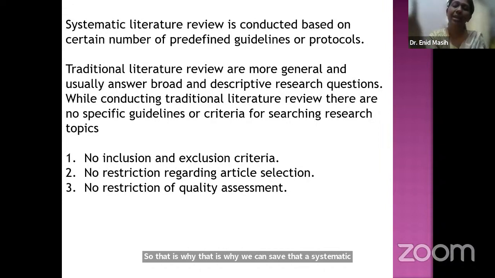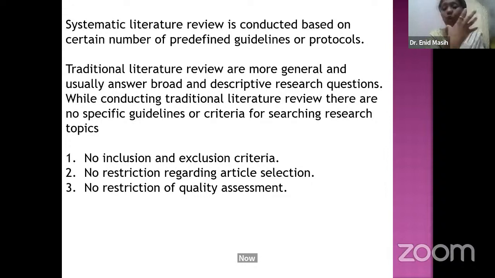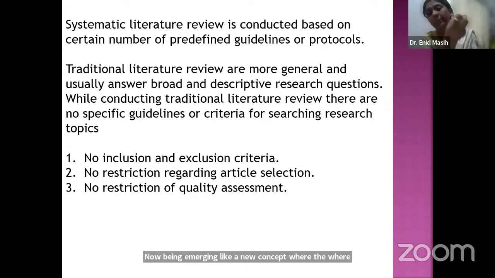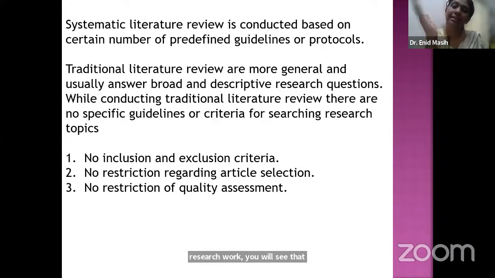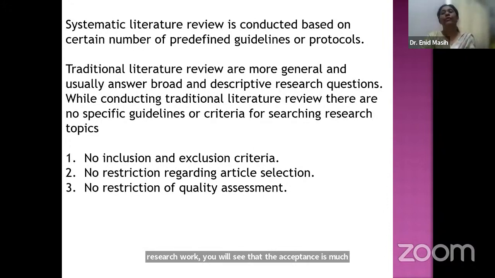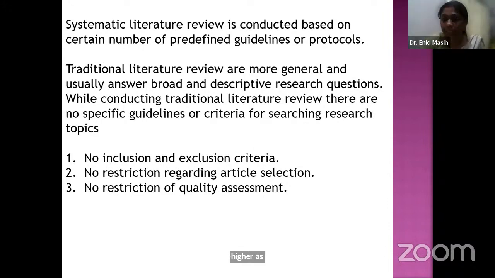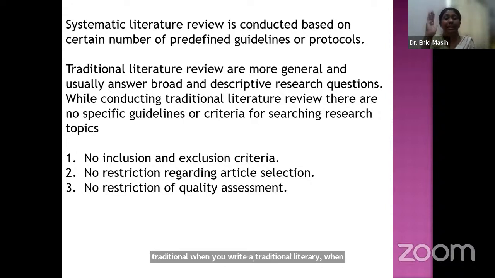That is why we can say that a systematic literature review is now becoming more acceptable, an emerging new concept. If you write papers through a systematic literature review, or follow this idea while doing your research work, you will see that the acceptance is much higher as compared to when you write a paper based on a traditional literature review.